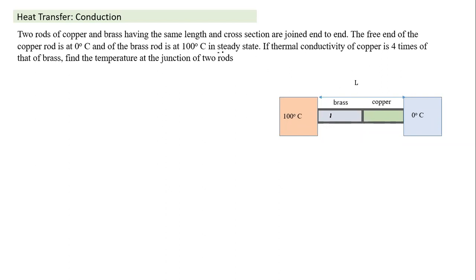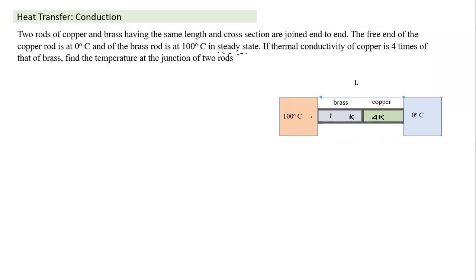Most cases will deal with the steady state. The thermal conductivity of copper is 4 times that of brass. Let's understand what that means. If the thermal conductivity of brass is K, the conductivity of copper is 4K. It means it allows heat to flow much more freely. Copper is a very good conductor. Its conductivity is 4 times, which means under identical conditions, copper would conduct heat at 4 times the rate of brass. So if I take this as K, this is 4K.